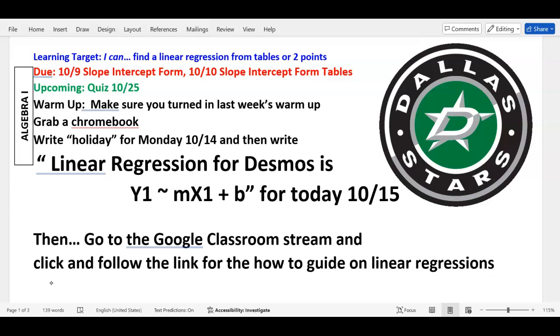So this little phrase is going to be very important today because you're going to be able to take points and give me a linear equation using a linear regression. Okay, that's our learning target for today. Taking a table or 2 points, which can be made into a table, and turning that into a linear equation using a linear regression. Now, this said to go to Google Classroom and follow these little steps.